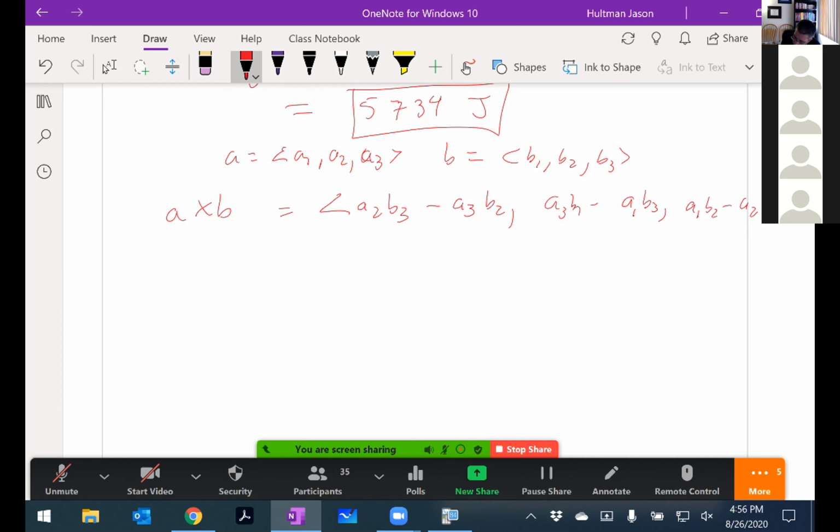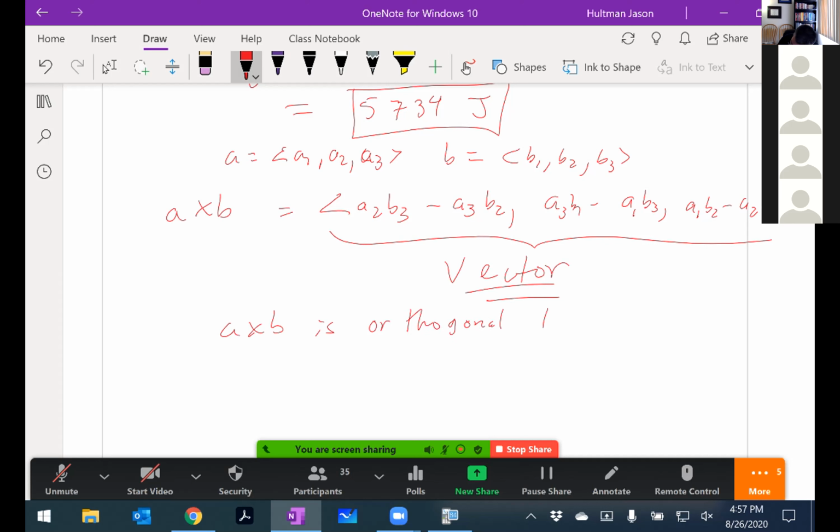Now notice that the cross product is a vector. Okay, and A cross B will always be orthogonal to both A and B. So let me say that again. A cross B is orthogonal to both A and B.